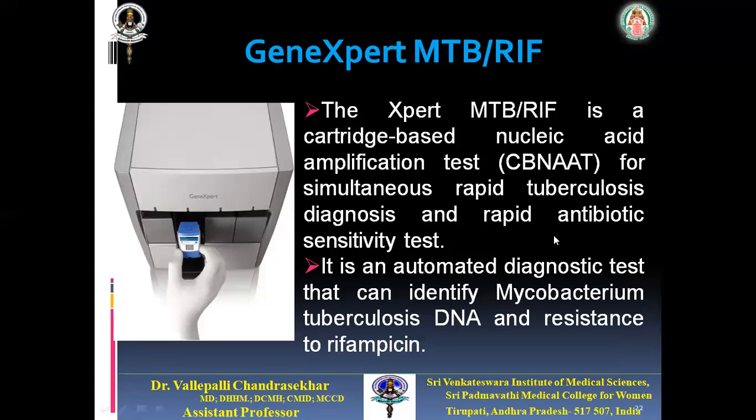So this instrument, which you have seen in the pretest, is nothing but GeneXpert MTB/RIF. So this is nothing but a CBNAT. CBNAT is a fancy word you might be hearing. That is cartridge-based nucleic acid amplification test. This is for simultaneous rapid tuberculosis diagnosis and rapid antibiotic sensitivity testing. It is an automated diagnostic test that can identify Mycobacterium tuberculosis DNA and resistance to rifampicin. This is a game changer, endorsed by the World Health Organization.